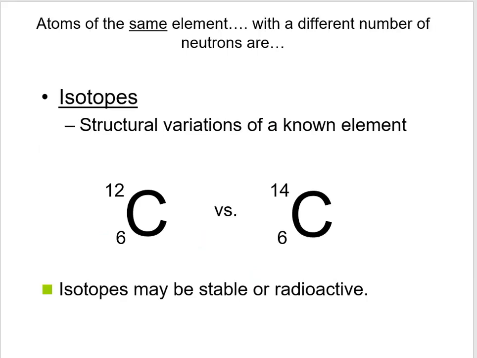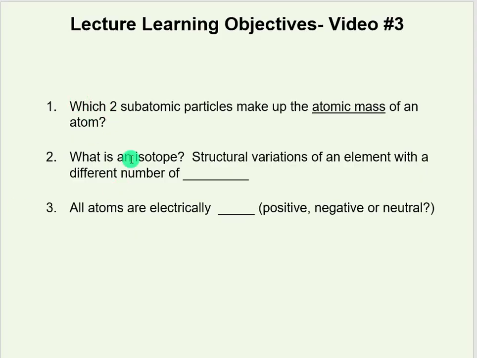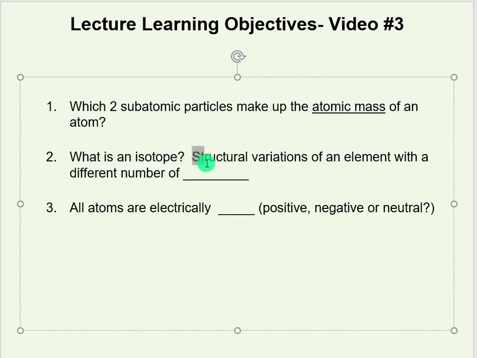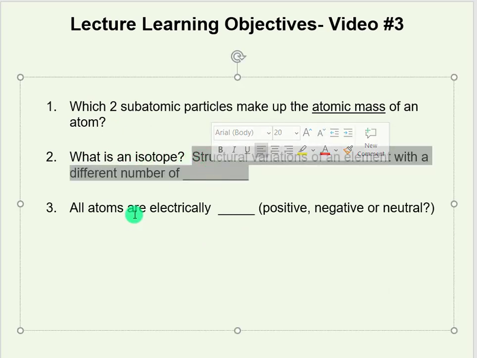Now then, let's go to the next learning objective. We covered this one. The next learning objective is, what is an isotope? By definition, an isotope is a structural variation of an element with a different number of neutrons.